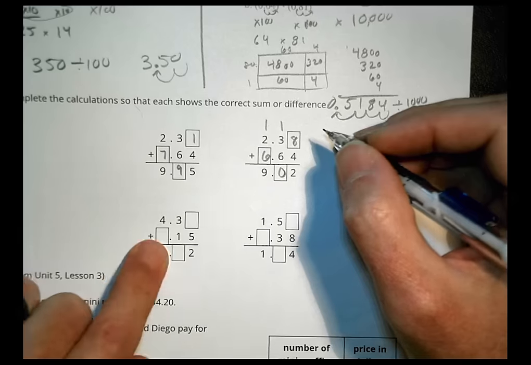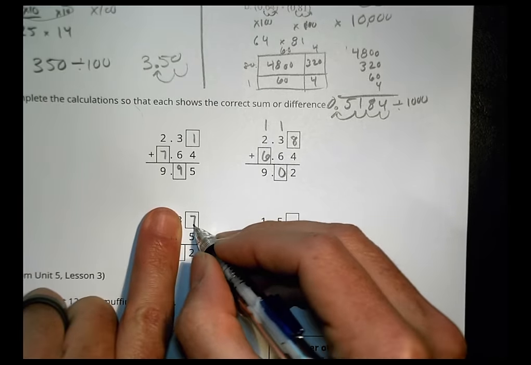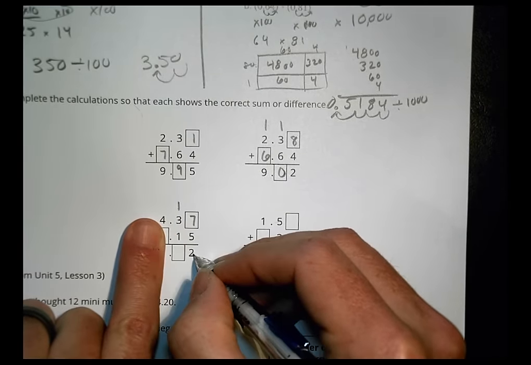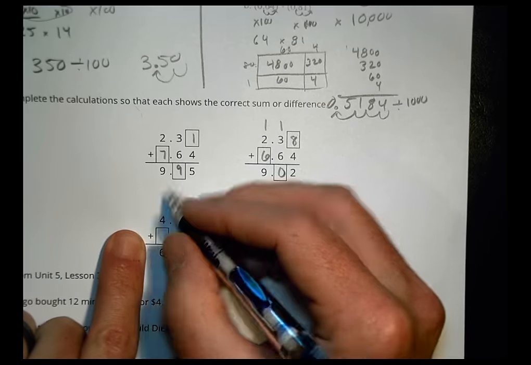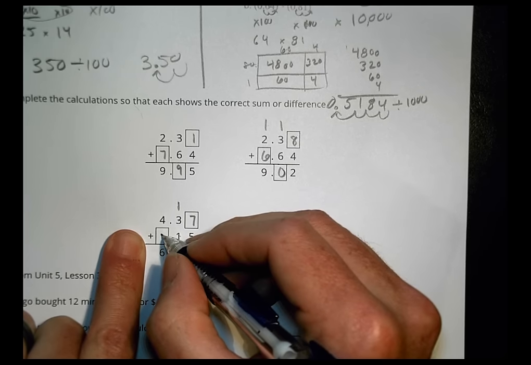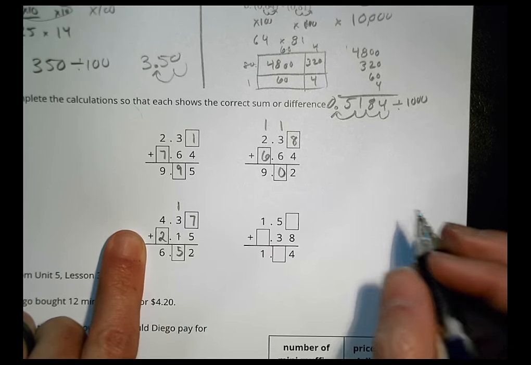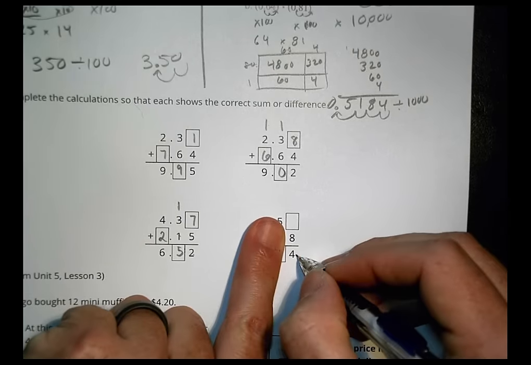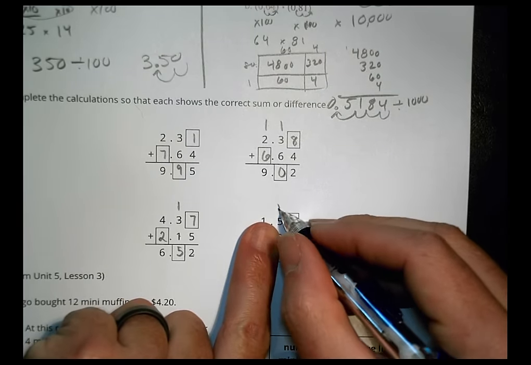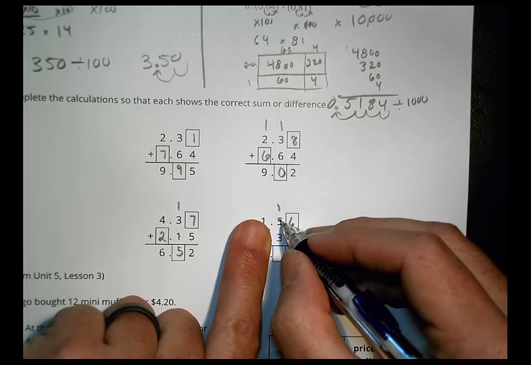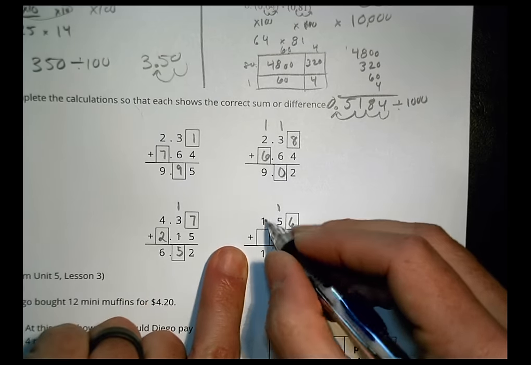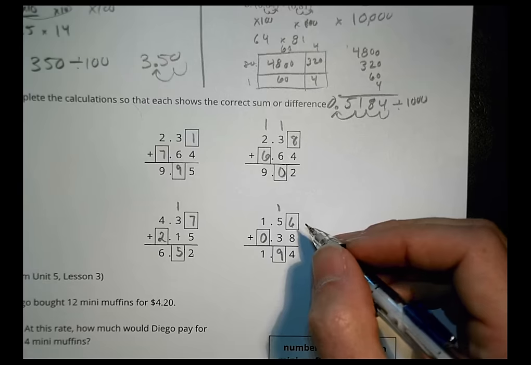Over here, 7 plus 5 is 12. 1 plus 3 is 4, plus 1 more is 5. And I have 4 by itself here, so 4 plus 2 more makes 6. That'll work. To get to 4, I have to do 14. So I think about 6 plus 8 is 14. 1 plus 5 is 6, plus 3 more is 9, and then 1 plus nothing is 1, and we leave it right there.